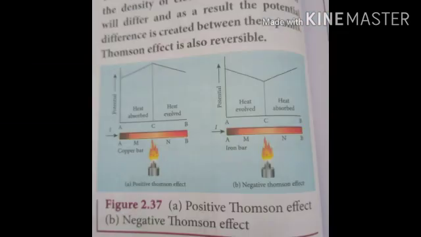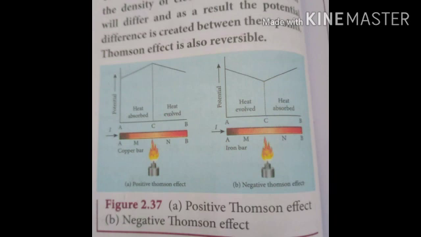Next one, Thomson effect. If two points in a conductor are at different temperatures, the density of the electrons at these points will differ. As a result, a potential difference is created between the two points. This is called the Thomson effect. The Thomson effect is also reversible.